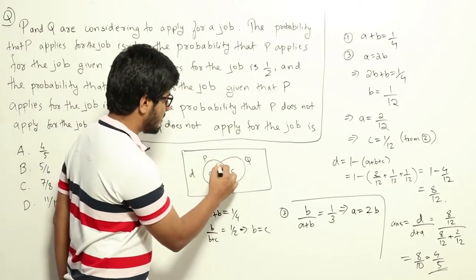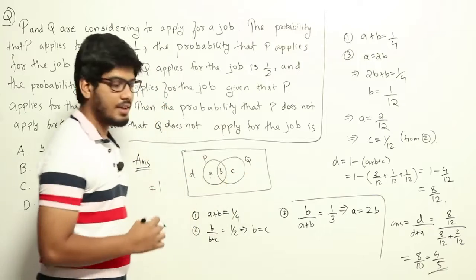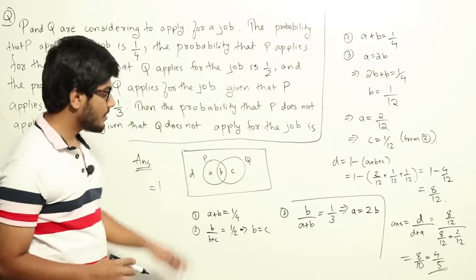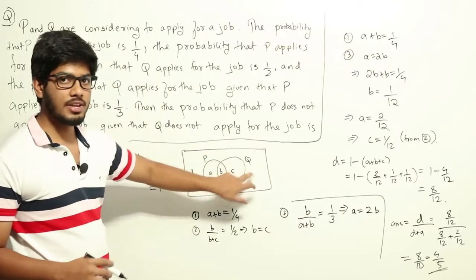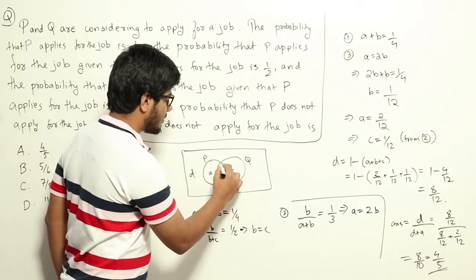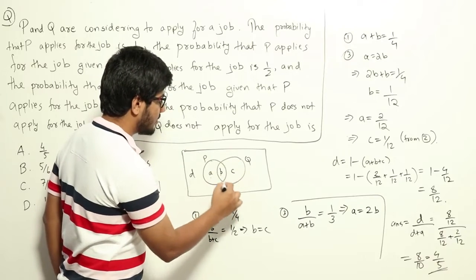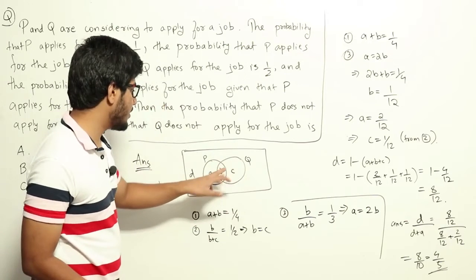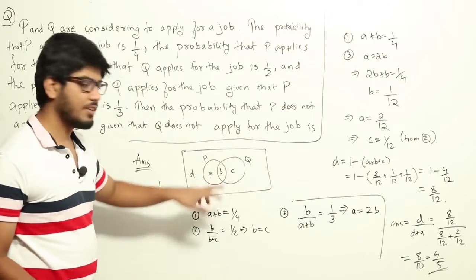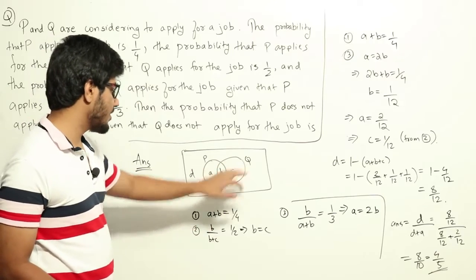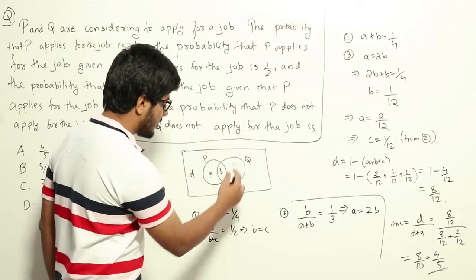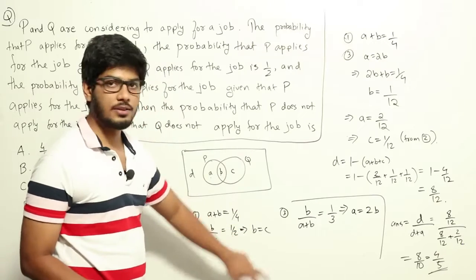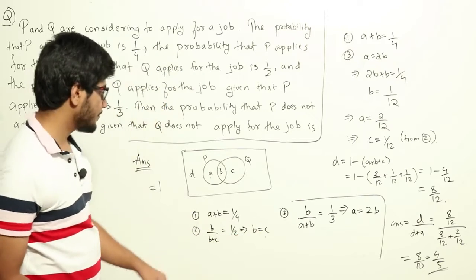So this is the circle that says that Q applies for the job, and this part represents P applies for the job and Q applies for the job. So P applies for the job given that Q applies for the job is P and Q applies for the job, that is B, divided by the total of Q applies for the job, that is B plus C. So this part B divided by this whole part B plus C gives the probability that P applies for the job given that Q applies for the job. Now that is in the question given as 1 by 2. So B by B plus C equals 1 by 2. From this we can deduce that B equals C. This I will write as 2.